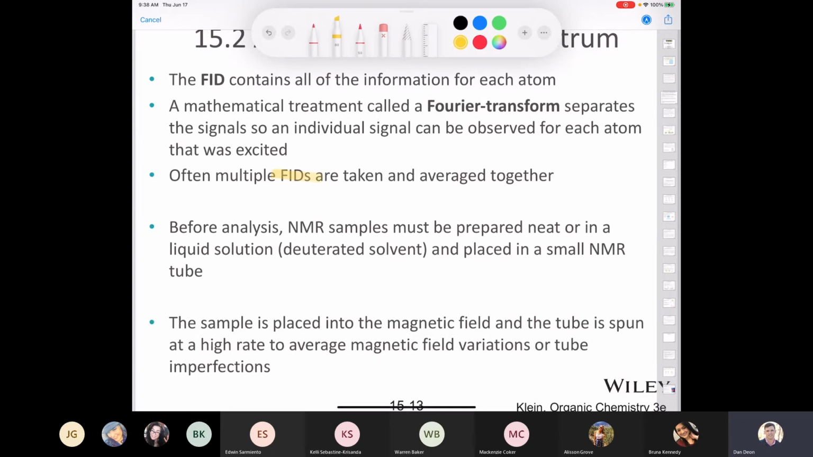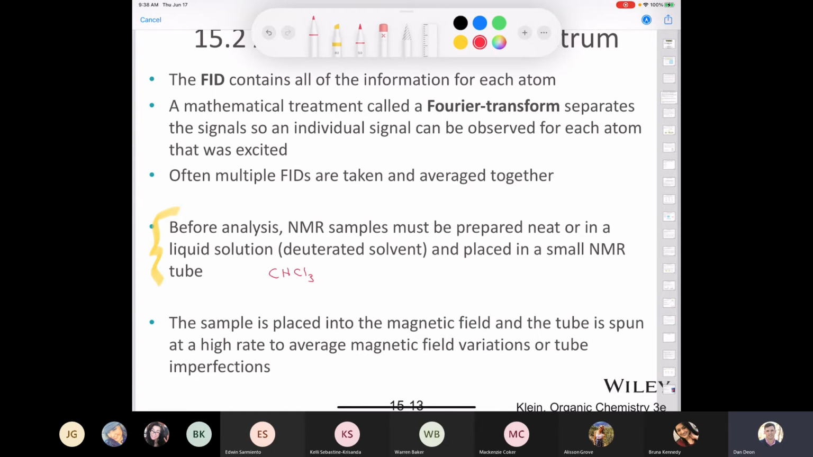It's usually a multiple of the number 8. So 8, 16, 32, 64, 128, 256. Anyhow, before you start running an NMR sample, you've got to prepare the sample in a liquid solution, which is usually a deuterated solvent. Let's say you have a solvent like chloroform, right?